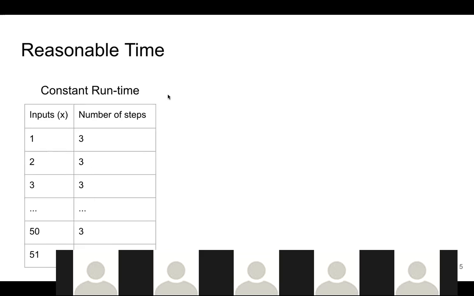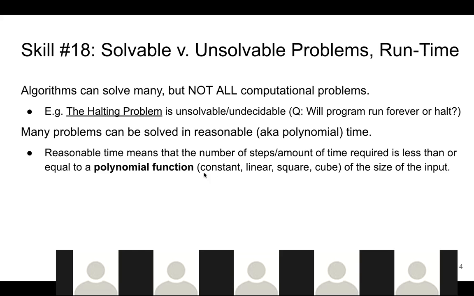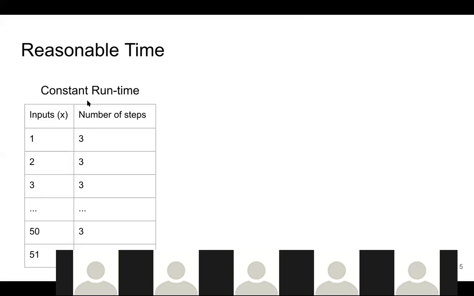So let's see some examples of reasonable time. Coming back to our slide really quick, we talked about constant, linear, square, or cube of the size of the input. So here's an example of a reasonable time where we have a constant runtime. You might want to jot this chart down. Just do a quick chart. On the left side, write input. On the right side, write number of steps.